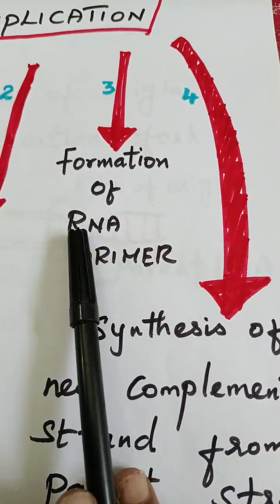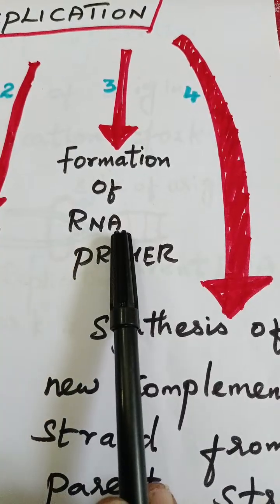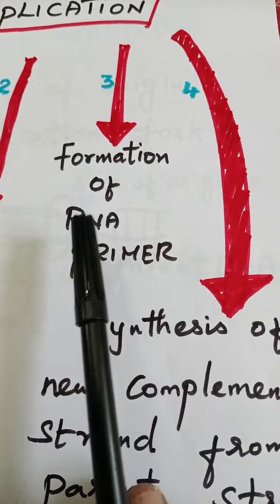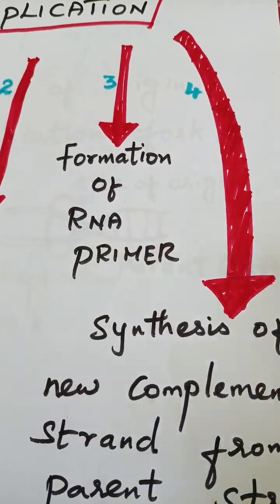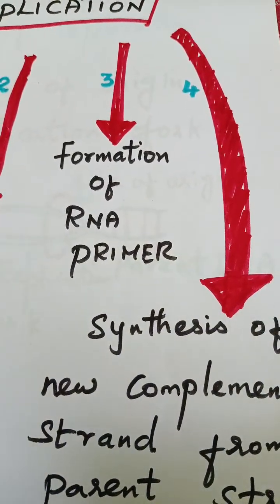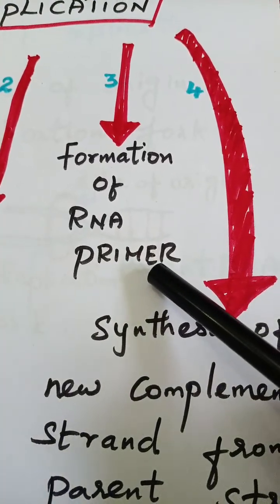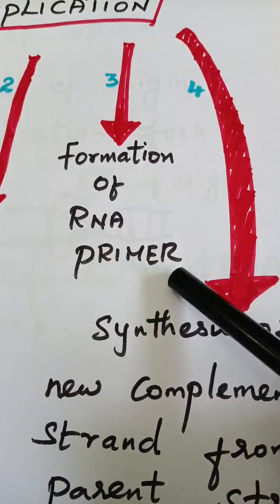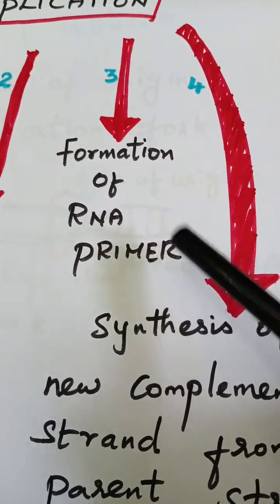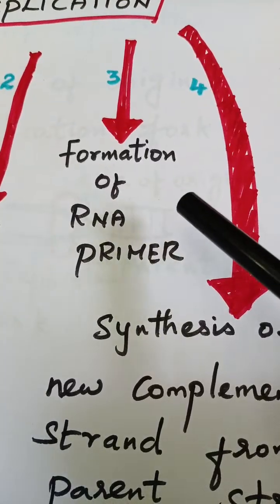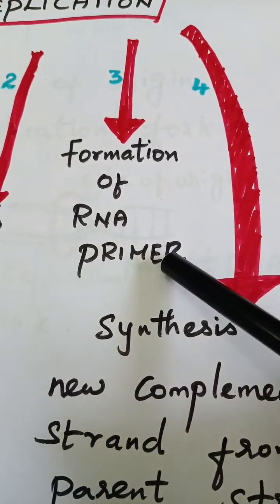I told you in the first live session itself that like DNA, there is another nucleic acid, RNA, known as ribonucleic acid. Do you remember that? The ribonucleic acid will have the oxygen atom in the second position of the pentose sugar, whereas the DNA molecule will not have the oxygen atom in the second position of the pentose sugar.